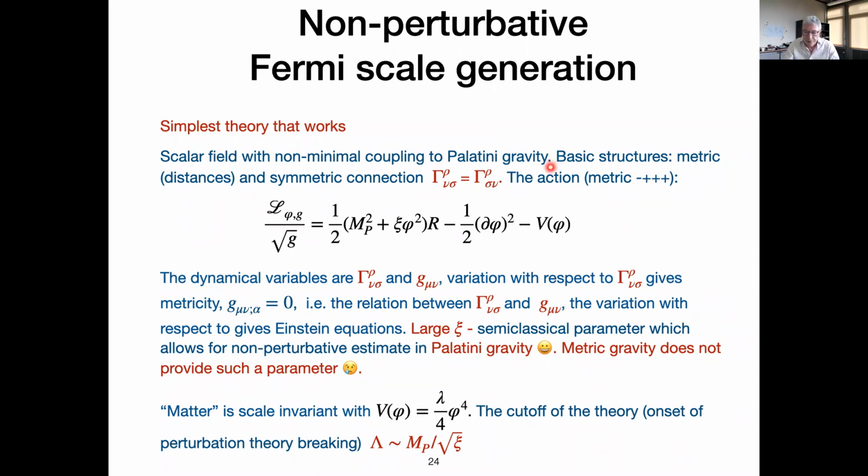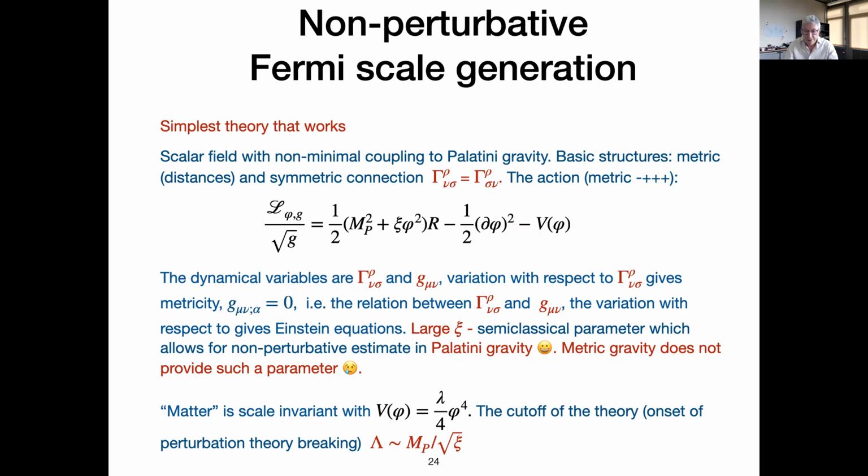Just a couple of words on what Palatini gravity is. Palatini gravity uses the following structures: a metric, which defines distances, and a symmetric connection, which defines the parallel transport of vectors. In Palatini gravity, these two entities are considered independent variables, while in metric gravity the connection is expressed through the metric. A remark: if there is no matter, Palatini gravity is exactly equivalent to Einstein gravity. If matter is included, in particular the scalar field, this is not the case anymore.